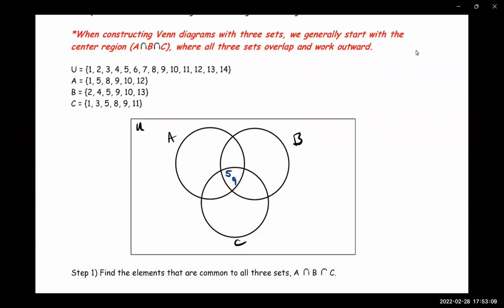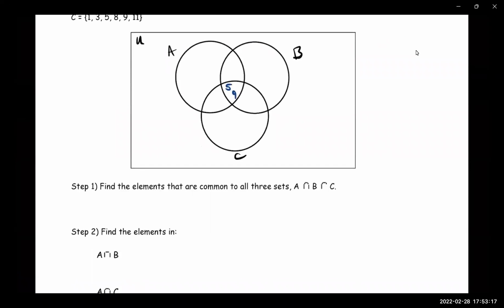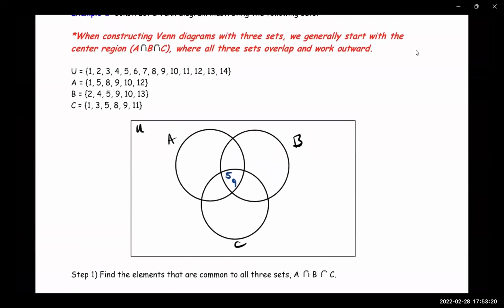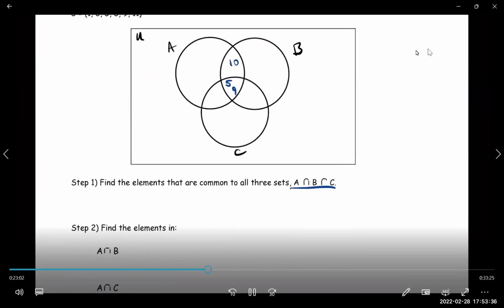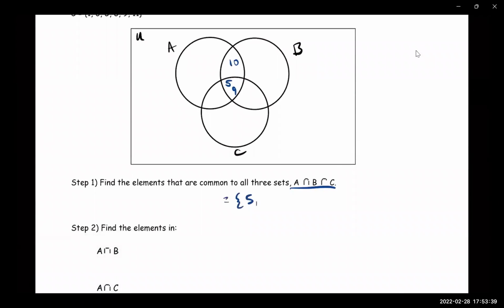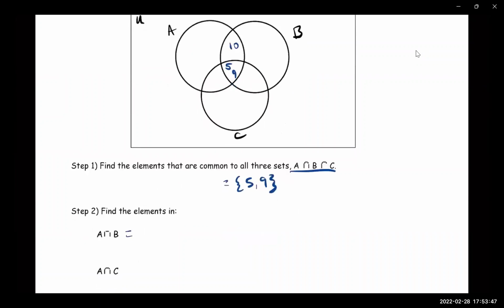All right, now we can move over to only the A and the B. What do A and B have in common besides 5 and 9? 10, and I think that's it, right? Because we already counted the 5 and the 9, so those don't count anymore. So it looks like just 10. So that would go here. They ask what is common to all 3 sets. Well, 5 and 9 was common to all 3. And then they're asking what's common between A and B. Well, A and B have 5, 9, and 10.